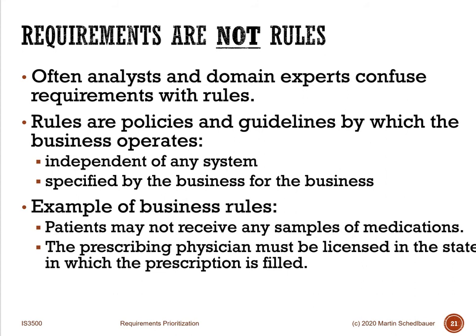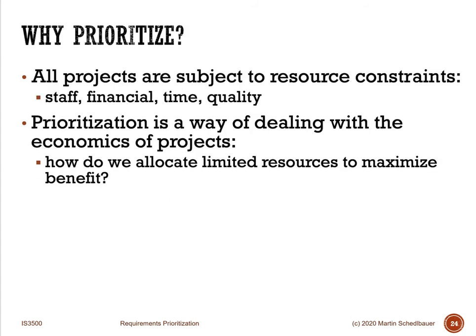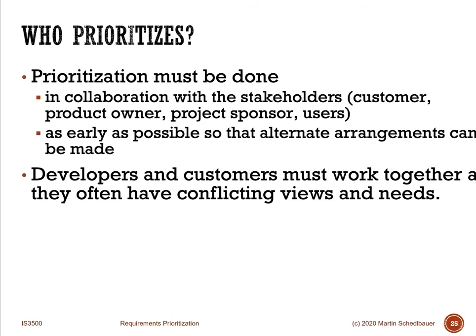So those are the different types of requirements that we need to eventually prioritize. So we're going to think about now different types of strategies for prioritizing requirements. Now, of course, the reason why we prioritize is very simple. At the end of the day, we have limited resources. Limited staff, limited money, time, and certain constraints on quality. So prioritization is essentially nothing more than a way of dealing with the economics or the reality of project management.